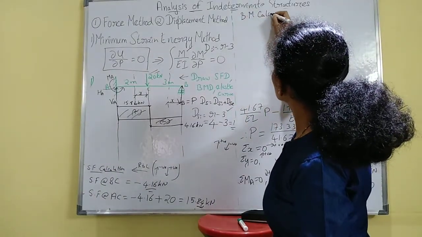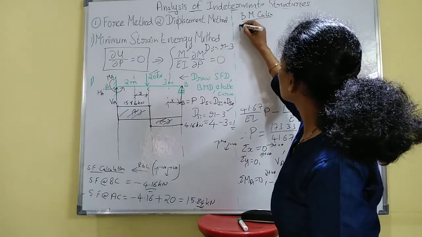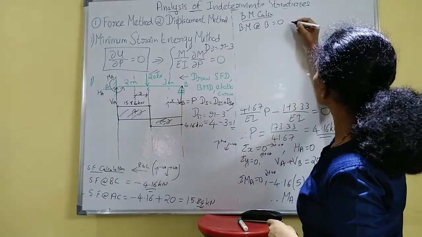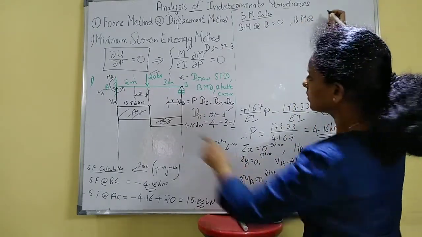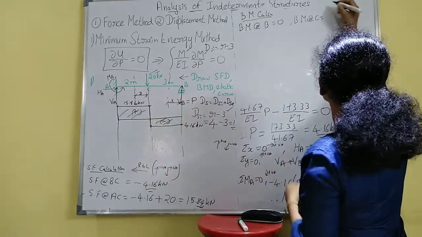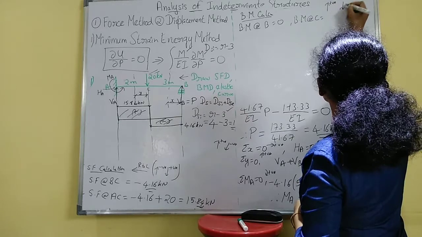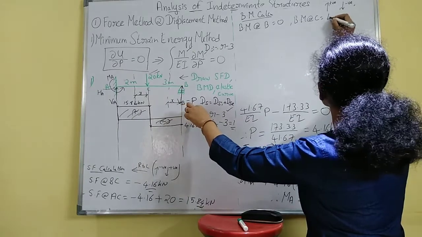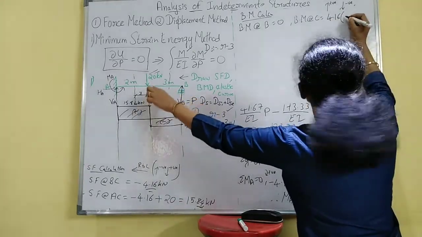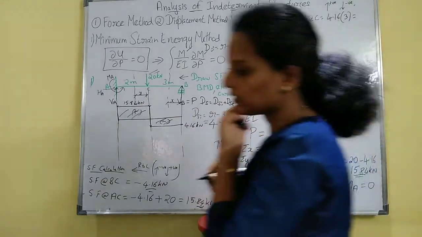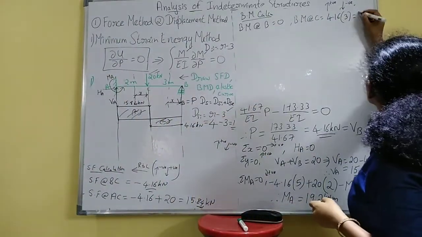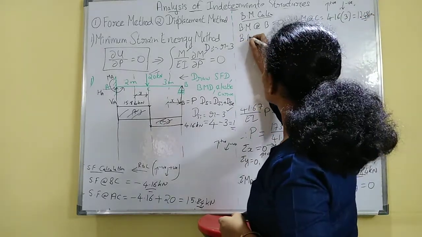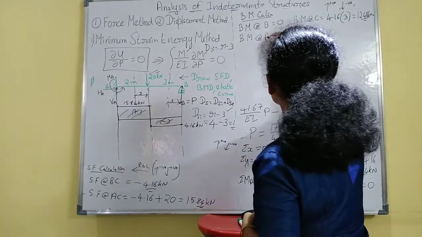bending moment calculation. You have bending moment at B, free end, will be equal to 0. Bending moment at C is nothing but, you have for bending moment upward as positive, downward as negative. This is your sign convention. So here it is upward, so it is plus 4.16 into 3. Just calculate 4.16 into 3, 12.48 kilonewton meter.